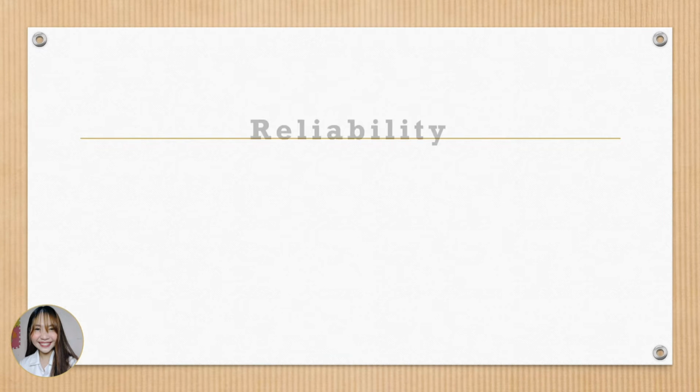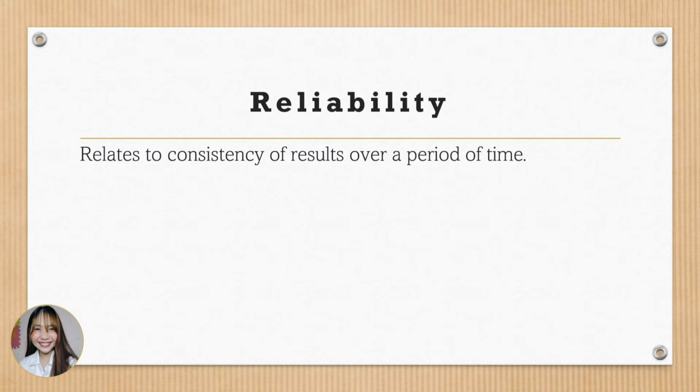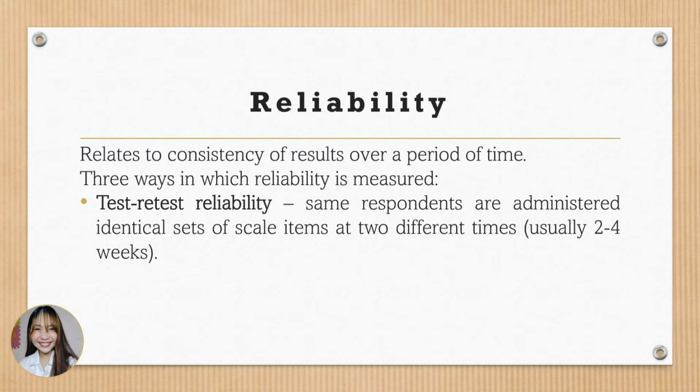Now let's proceed to reliability. Reliability in research relates to consistency of results over a period of time. A scale is said to be reliable if it produces consistent results when repeated measurements are made. Systematic errors do not have an effect on reliability, however, random errors do. There are three ways in which reliability is measured. First, we have test-retest reliability.